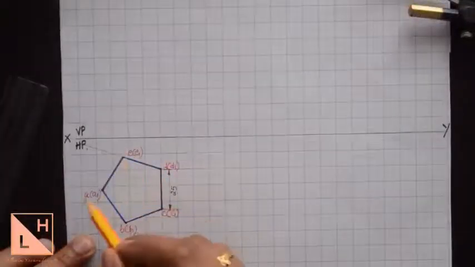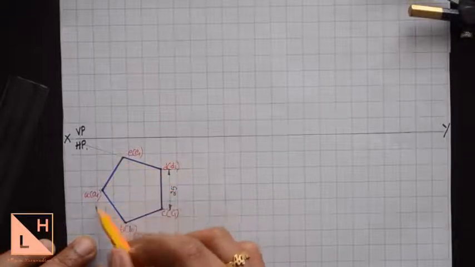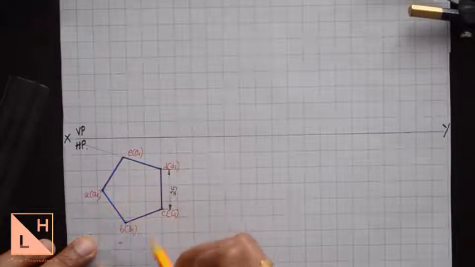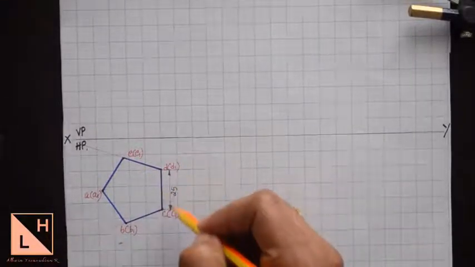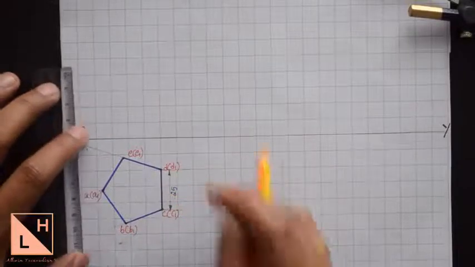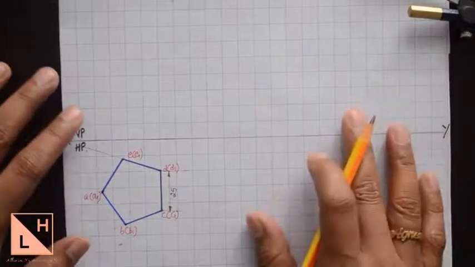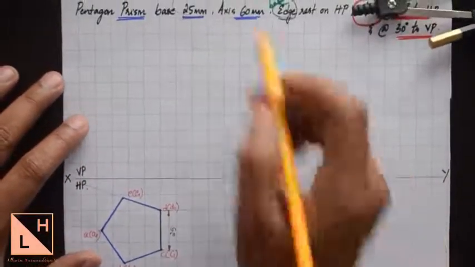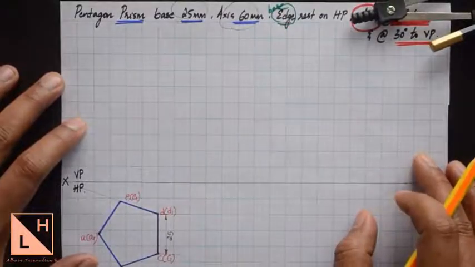Name all the corners with A1, B1 and so on, because A, B, C, D, E will represent the top face, while A1, B1, C1, D1, E1 will represent the bottom face. Do not forget to mention the length of the side. From here you need to generate the front view for the first position, and the front view of the first position can be done with the help of the known axis length, which is given as 60 millimeters in this particular problem.